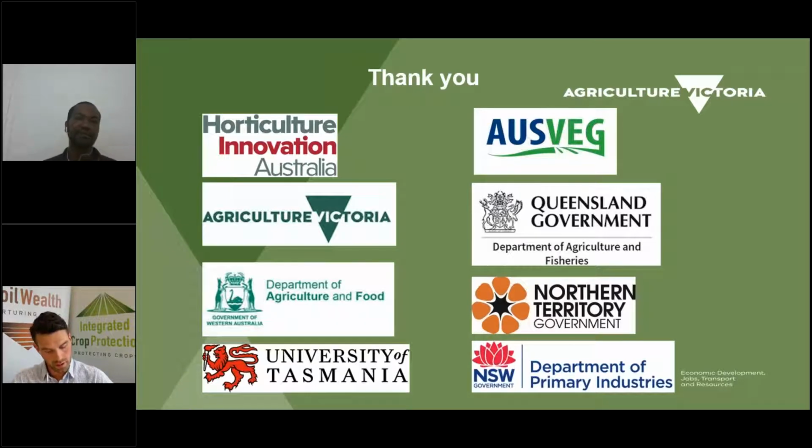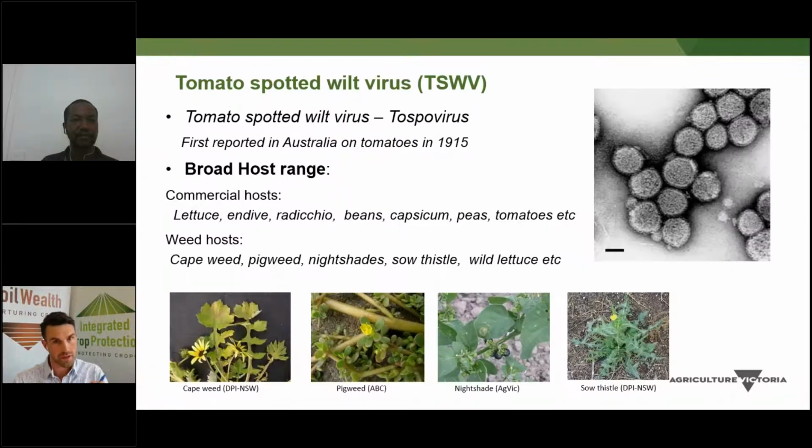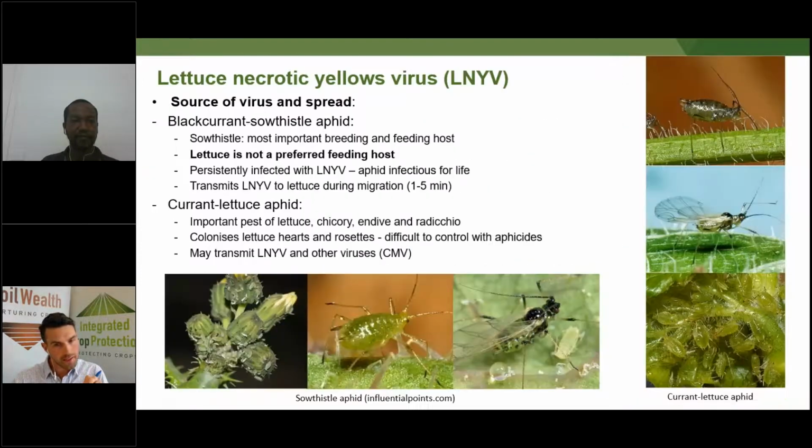Yeah, great, thank you. You had a slide on the lettuce necrotic yellows virus there, just around difficult control with aphicides because it resides in the heart of lettuce. Are there specific management tips there, because of where that resides and the difficulty getting in there with aphicides, that you would suggest, some other cultural or perhaps biological control options?